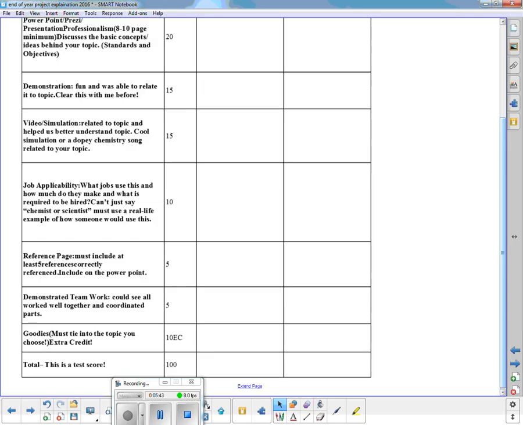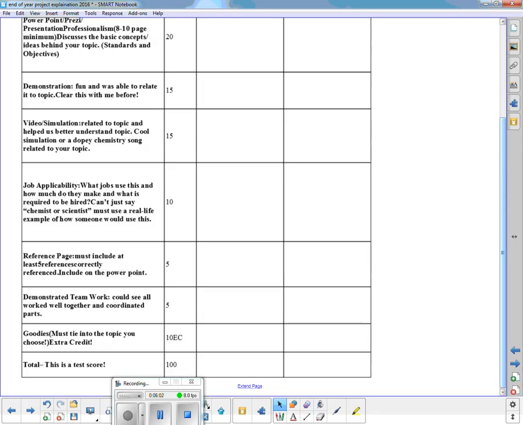And then, of course, there's the extra credit you can add here if you bring goodies. Now, the goodies have to relate to the topic that you chose. They can't just be goodies to have goodies. Okay, we're having Twinkies because we talked about light. That doesn't relate, okay? So it's got to have some kind of relationship.